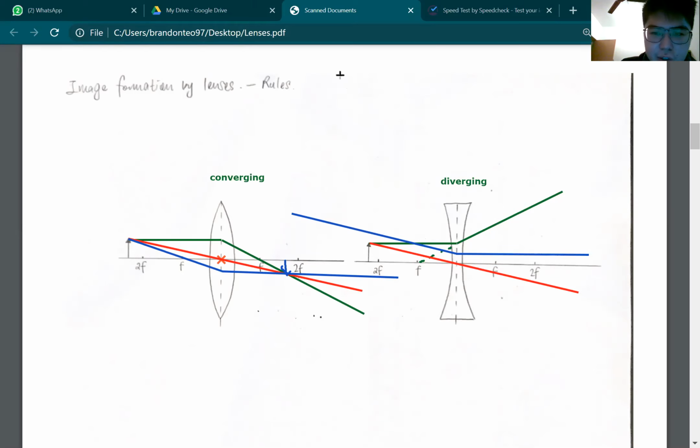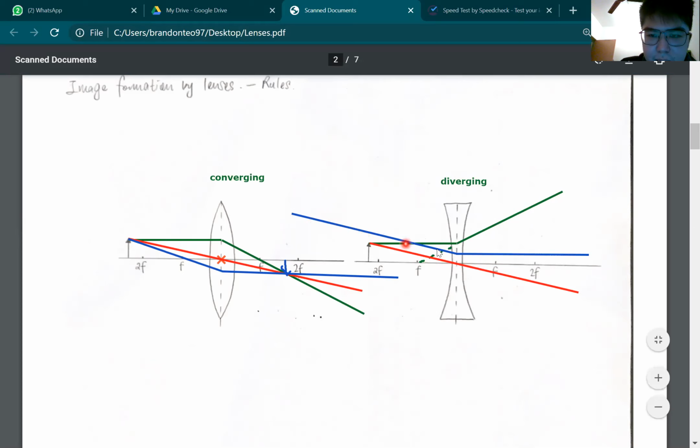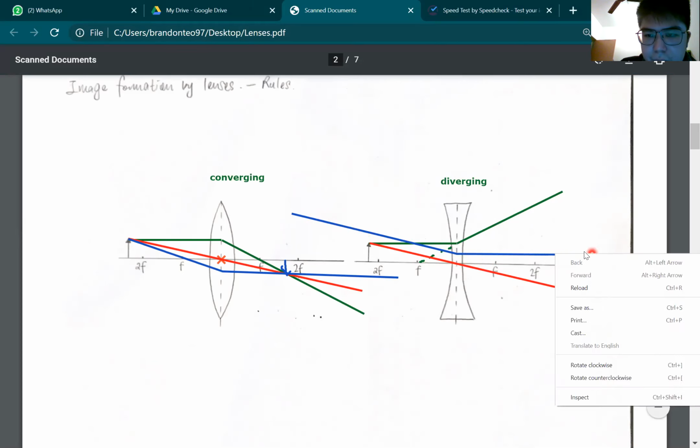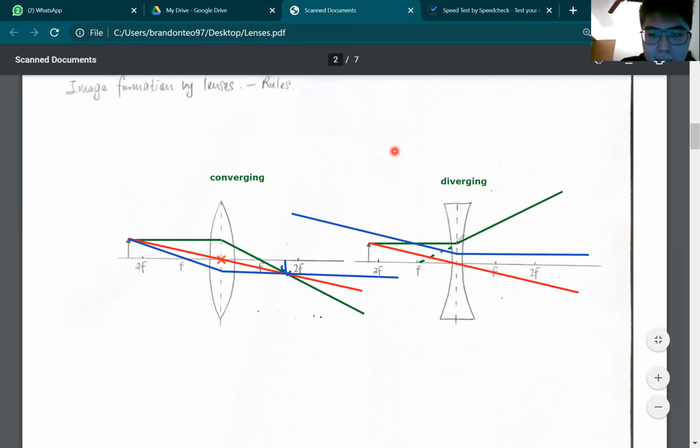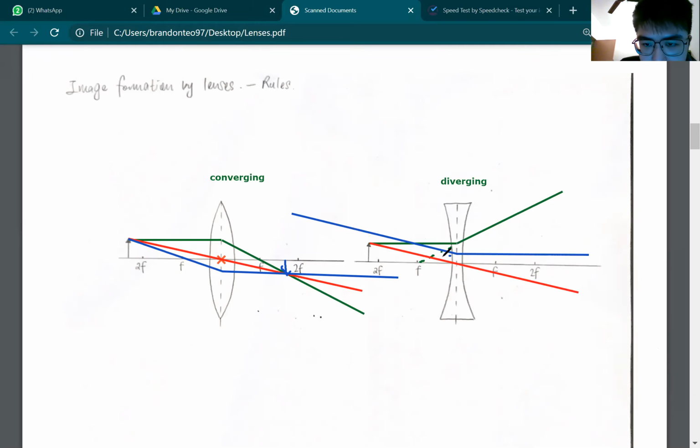Focus on the blue line. Any light ray that is facing the focus, they will be parallel. Okay, now if I extend this line backwards, dotted, they are going to meet again at the same point X over here. Okay, so this is how you draw the ray diagram for the diverging, for the concave lenses. So again, the last one, the blue color, is very tricky.